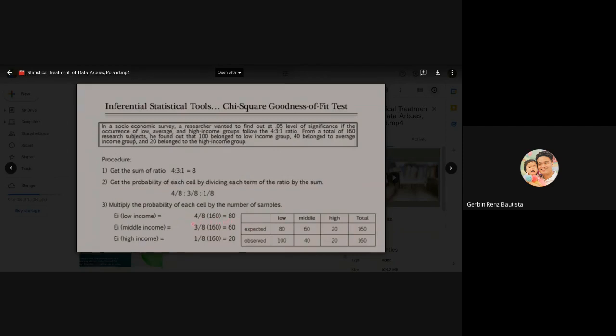For middle income, it is 3 over 8 times 160 resulting to 60. And for the high income, it is 1 over 8 times 160 equals 20. Tabulate it under expected, then sum it up, and compare it with the observed numbers and sum it up.